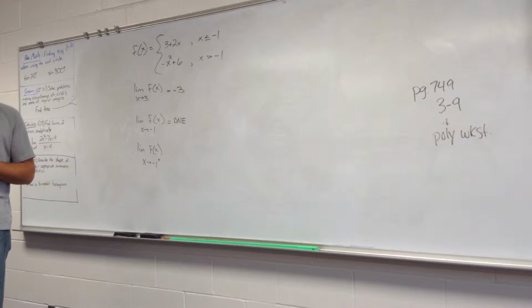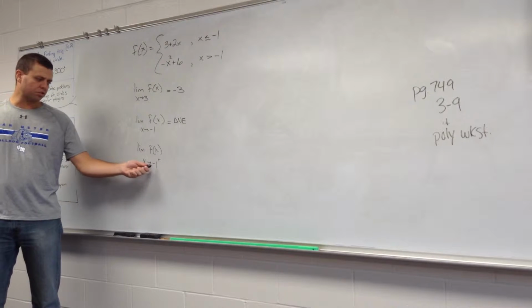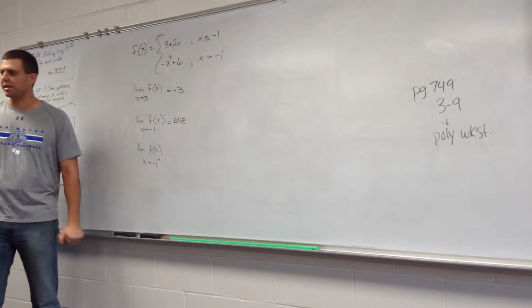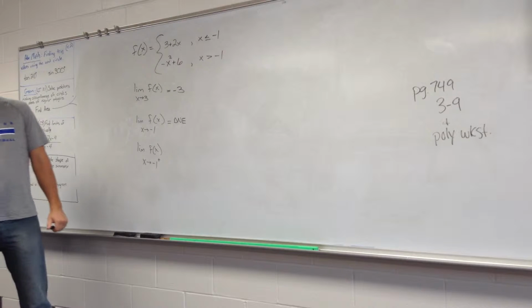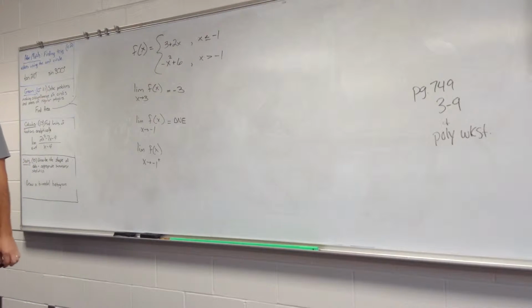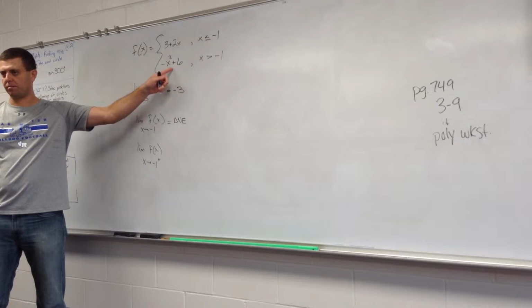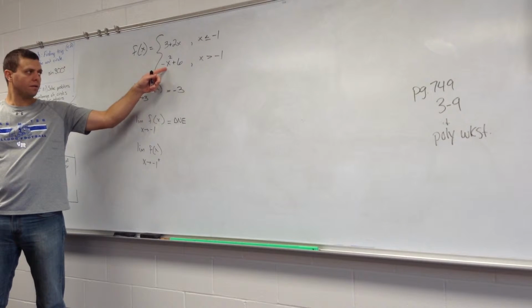And then the last one, this is the limit of f of x as x approaches -1 from the right. Where will you plug in your -1 to determine the limit of the function as you approach -1 from the right? The bottom one down here. Okay? And that will be 5.